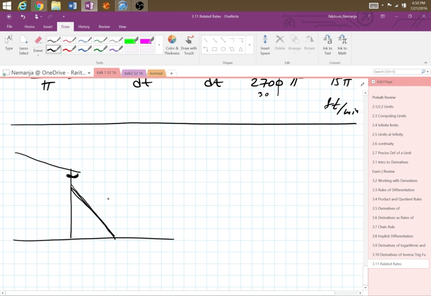Sounds good? Or shorter? What should I put? 15 feet ladder? 15?